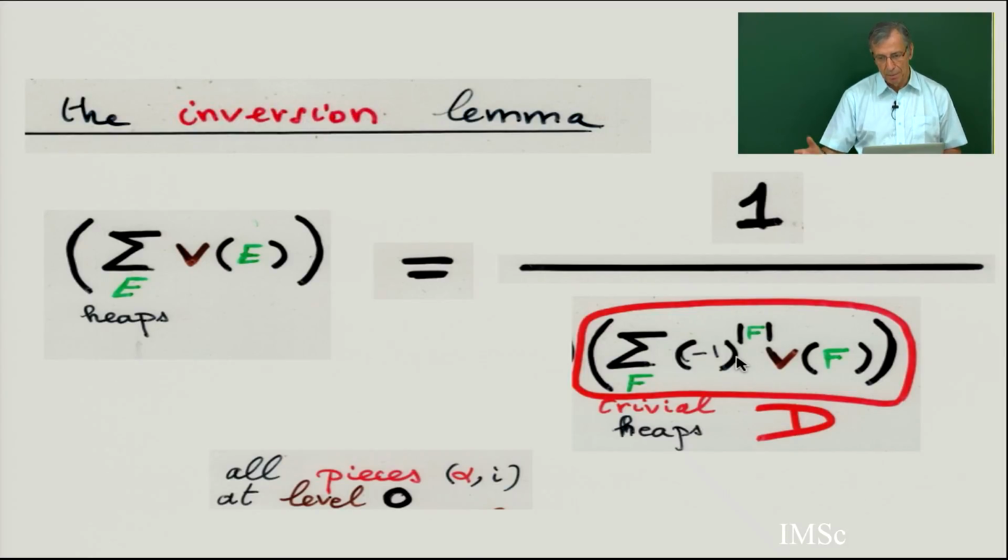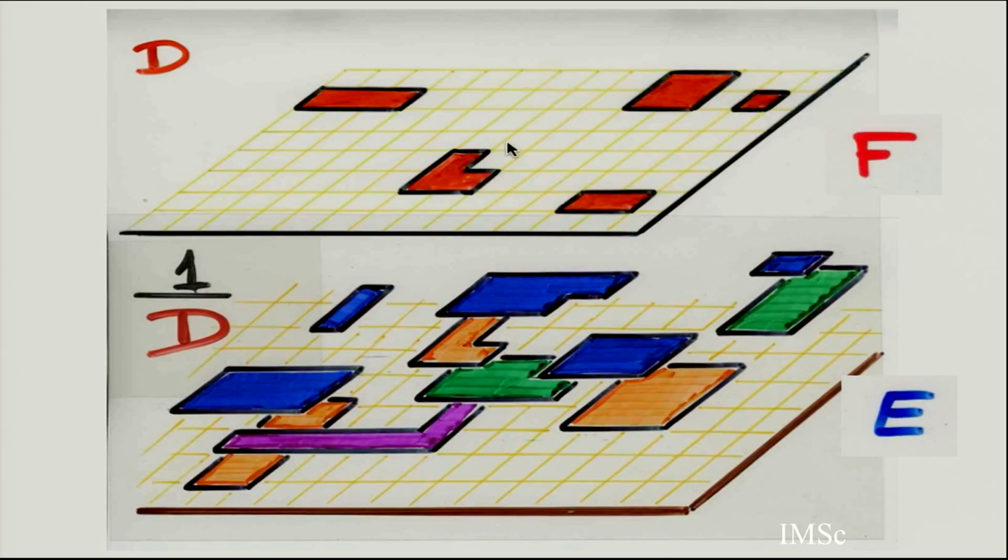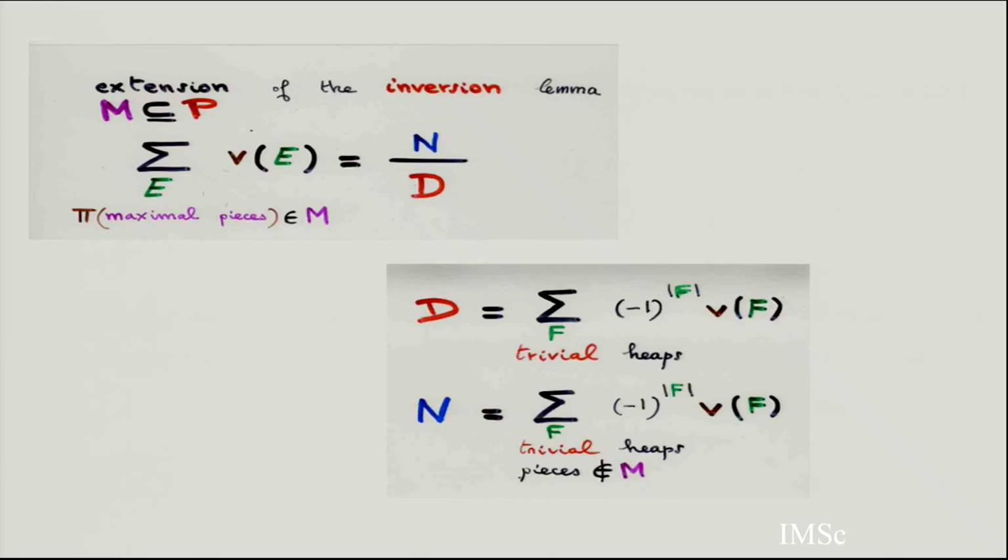So if you want to remember this proposition in terms of a picture, here is a trivial heap of pieces with a generating function D, and here is a heap with generating function 1 over D. So making a heap is equivalent to taking the inverse of a generating function. But the most important inversion lemma for applications is the extension of this inversion lemma.